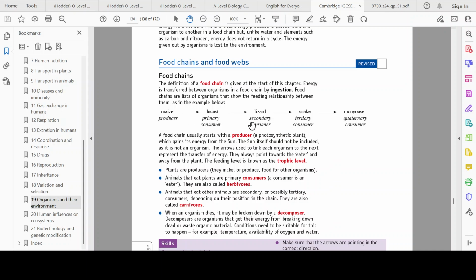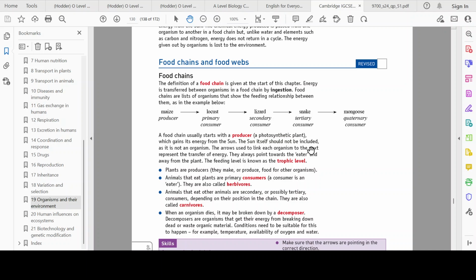Okay, and so with each level, the energy being transferred is less and less, and that's why the locust is going to eat a number of leaves, right? The lizard is not going to eat just one locust, it's going to eat a number of locusts. A snake is not going to eat one lizard, it's going to eat a number, and a mongoose is obviously not going to eat just one snake, it's going to eat multiple snakes, right? So these are obviously sequentially larger and larger animals. And this is how a food chain normally is, right?